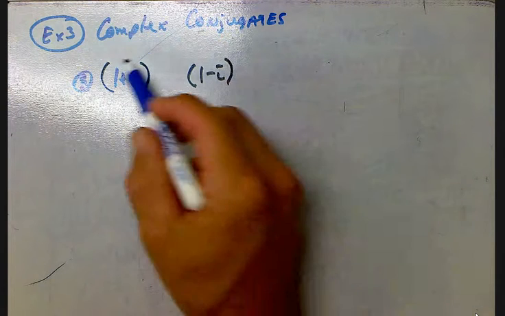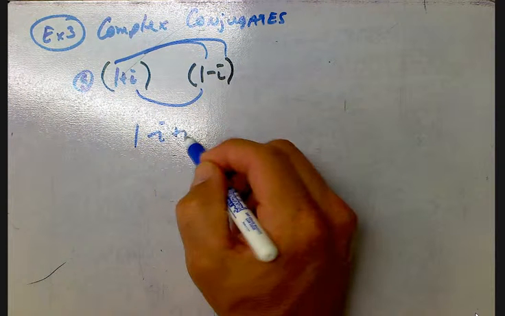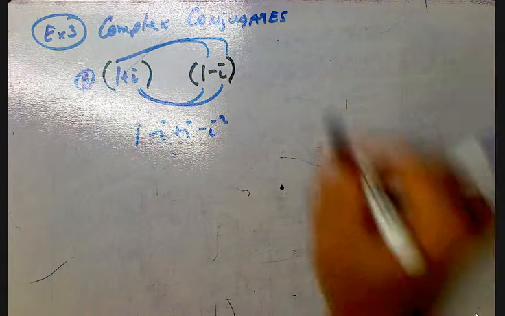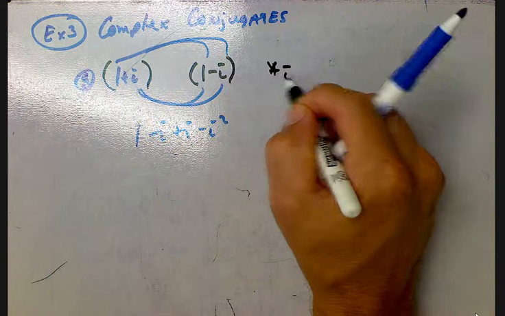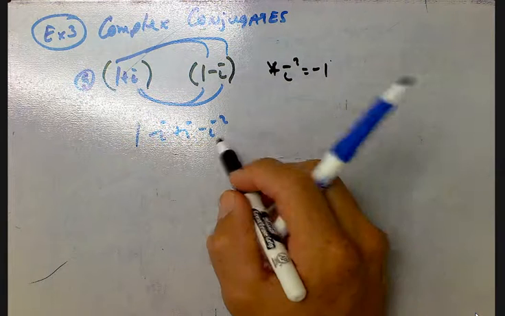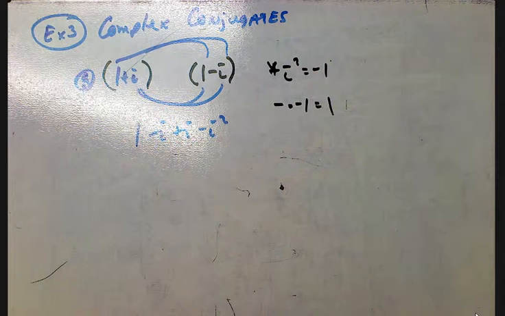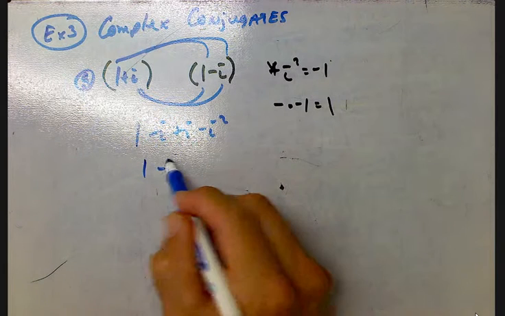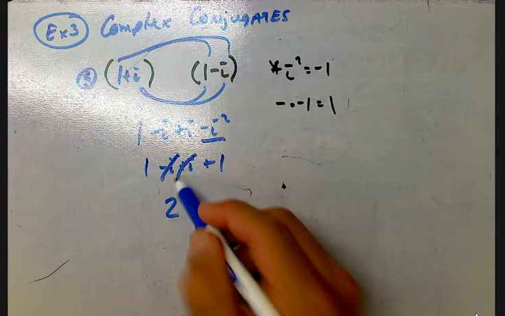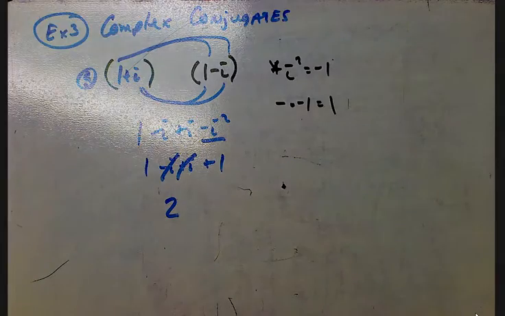1 times 1 is 1, 1 times negative i, positive i times 1, i times i. Remember that i squared equals negative 1. Therefore, for negative i squared, that would be a negative times negative 1, which is positive 1. So this would change to 1 minus i plus i, and this changes to plus 1. 1 plus 1 is 2. Those cancel each other out, and the answer is 2. Complex conjugate of 1 plus i is 1 minus i.